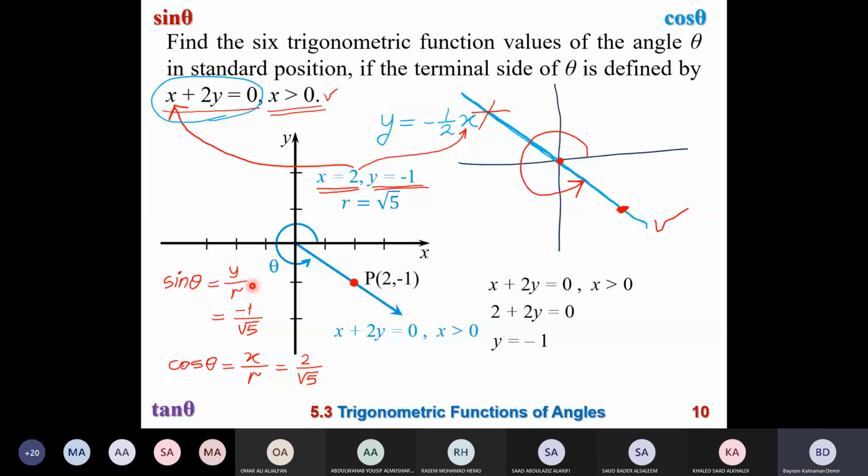And how about the tangent of theta, for example? Who's going to tell me? It will be y over x. Y over x. Y over x. Meaning negative 1 over 2, which is already the slope. You see, Shabab? Yes. Tangent theta is the slope of the line. Okay, now let's go.